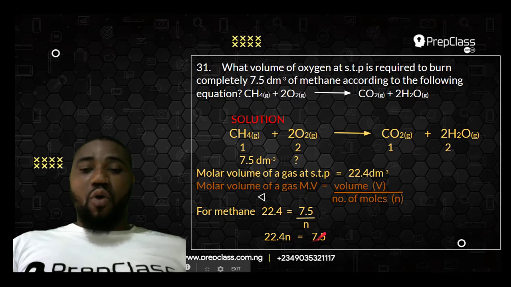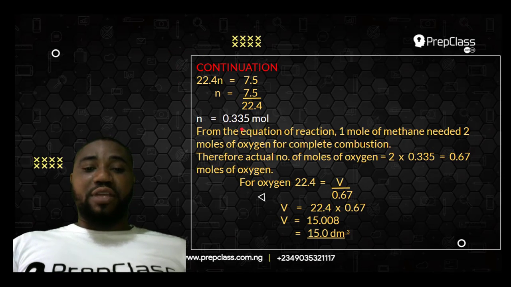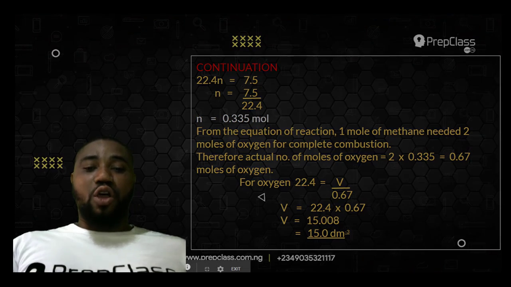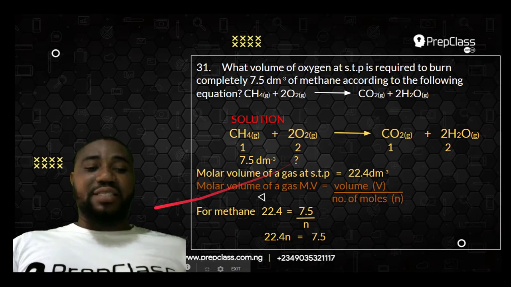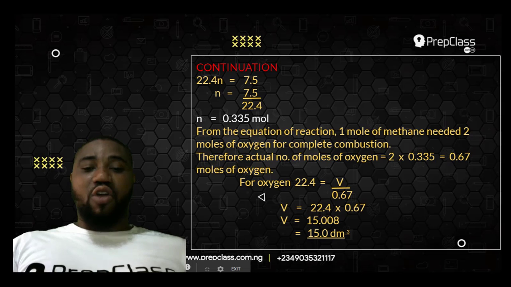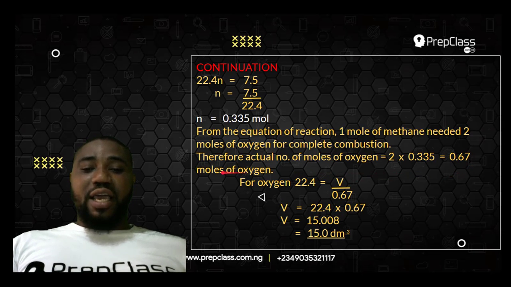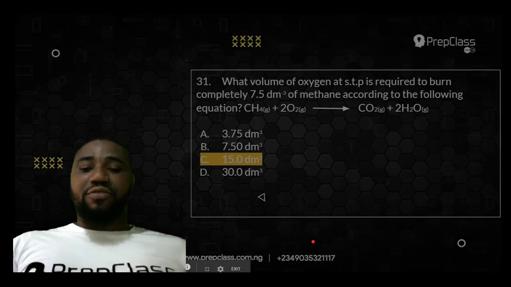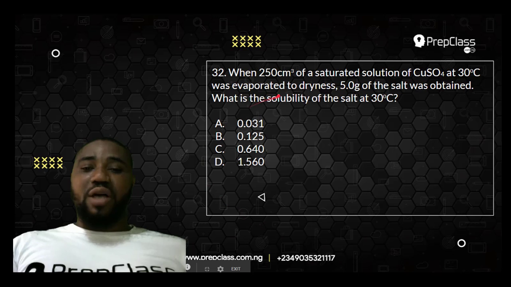to get its number of moles, which is 0.35. Using the equation of reaction, we related that to get the number of moles of the second reactant, which is oxygen, and that is 0.67. Then using that same formula, we got our 15.0 dm³ as our answer.